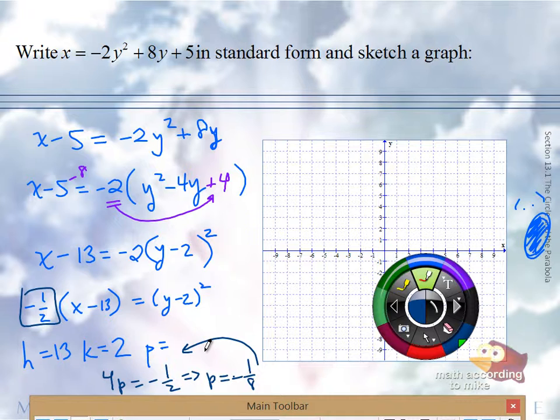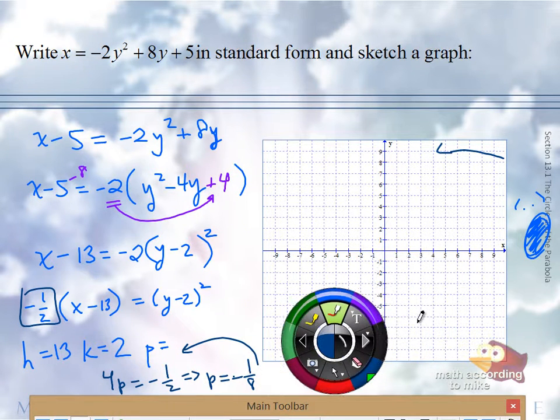So the square is in the y, and p is negative. What direction is it going to open in? The square in the y makes it what type of parabola? Yes, it's a horizontal parabola. Since p is negative, that makes it open to the left. So the graph, this is all we get to see because I didn't do my axes correctly. Sorry about that.